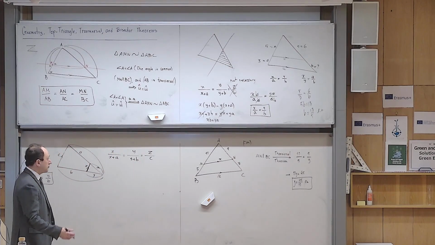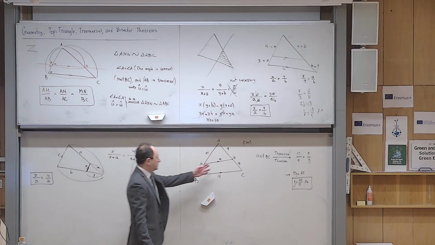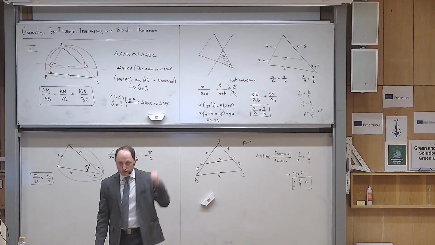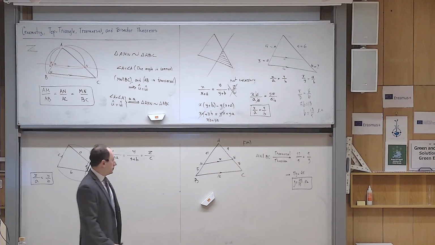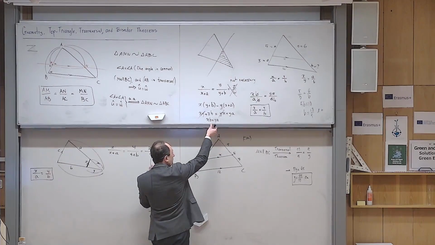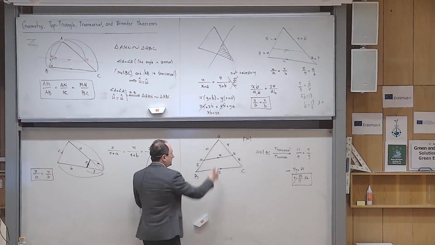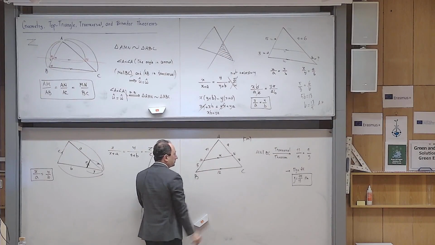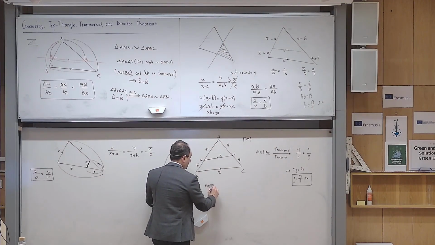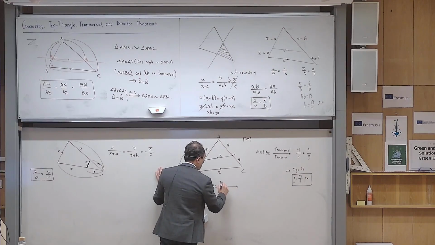But if I want to find X, the transversal theorem is not enough, because the transversal theorem doesn't tell me anything about this length and that length. So if I want to use that, I have to use the top triangle theorem. Okay, so can you tell me what to do? If I want to use the top triangle theorem, then I shouldn't write 11 over 5. So I would say MN is parallel to BC by the top triangle theorem.